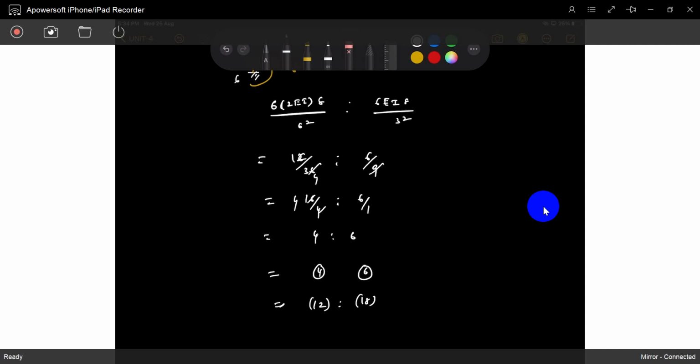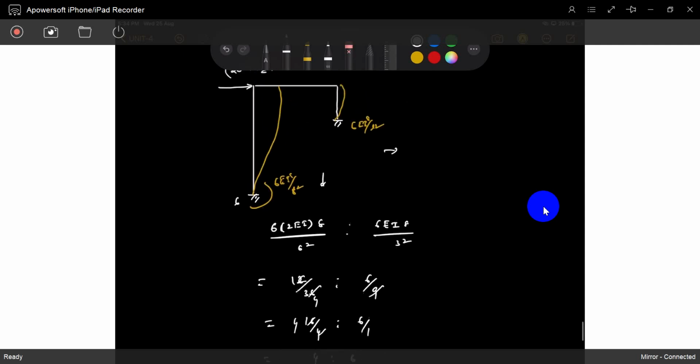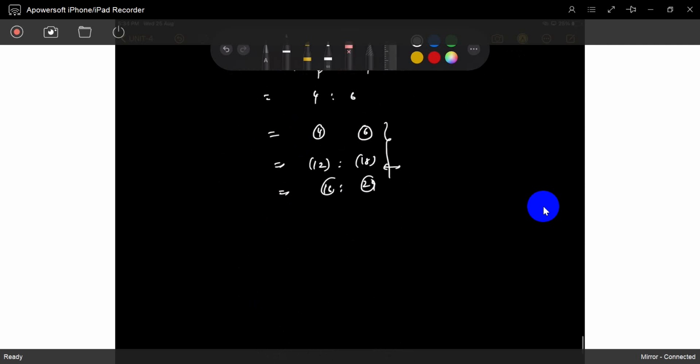12:18. You can take 12:18. That's a good idea. Otherwise I will multiply with 4. This is taken as 4, this is taken as 22. Nothing, you can choose anyone, and you can write it down.